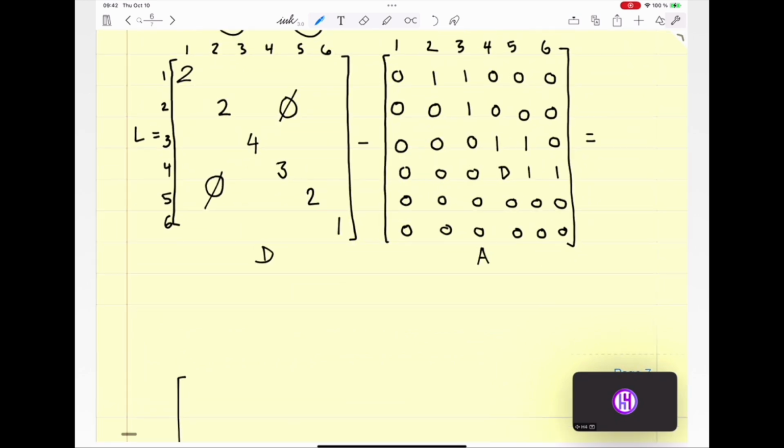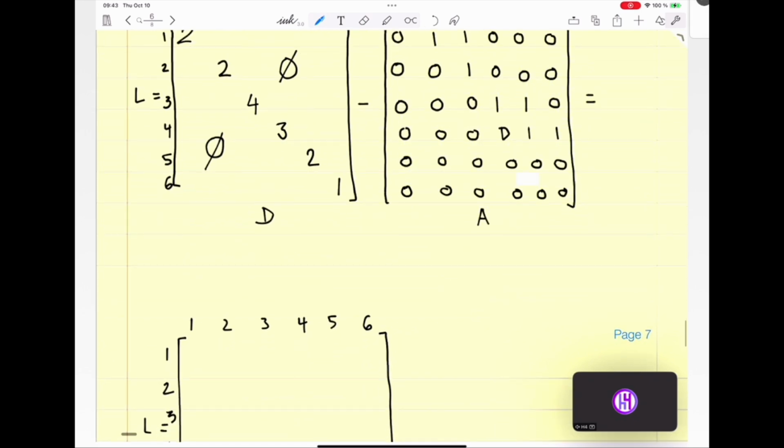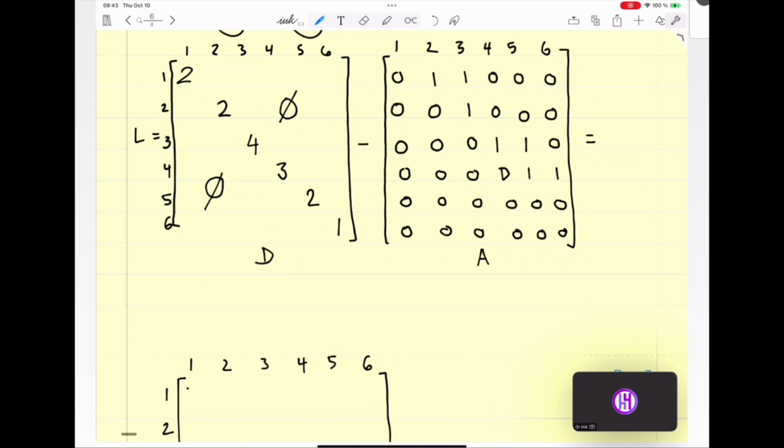So this is 1, 2, 3, 4, 5, and 6. And this is 1, 2. 1, 2, 3, 4, 5. And 6. Okay, so for node number 1, well, this is straightforward. We have a 2 in the diagonal, which comes from here, okay? And then minus 1, 1, minus 1, 0, 0, 0. So whatever it was a 1 here, because I have a minus before, turns into minus 1. Okay?